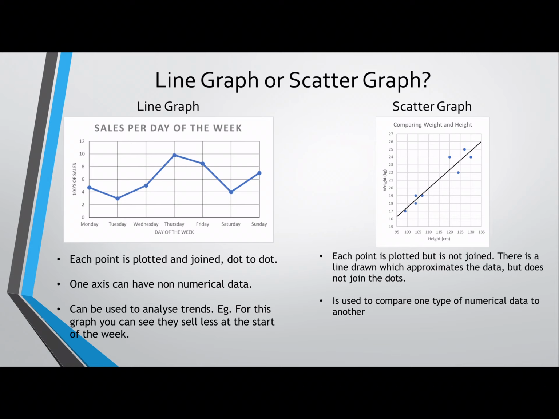And it is used to compare one type of numerical data to another. So you can see on our graph axis, we've got numbers on one side and numbers on the other one. So height and weight, both numerical values. And it can be used to see if there's any relationship between the data. So for example, for this one here, you can see as the height gets more, the weight goes up too. So as height goes up, so does weight. So that's the differences between line graphs and scatter graphs. The big one: line graphs are joined dot to dot, and scatter graphs are not.